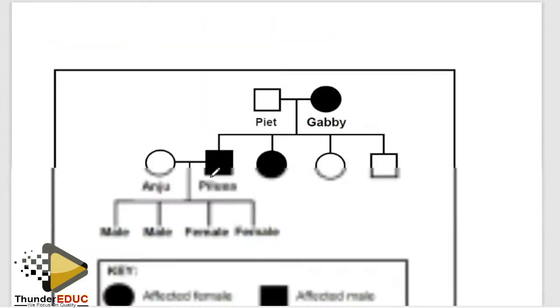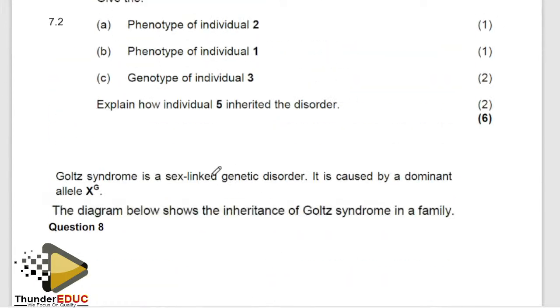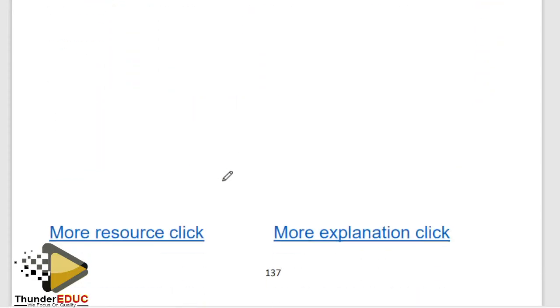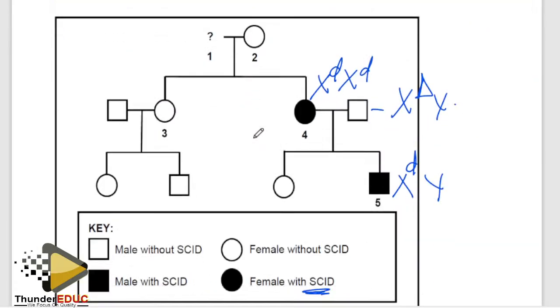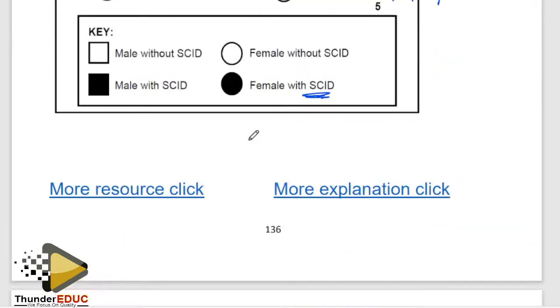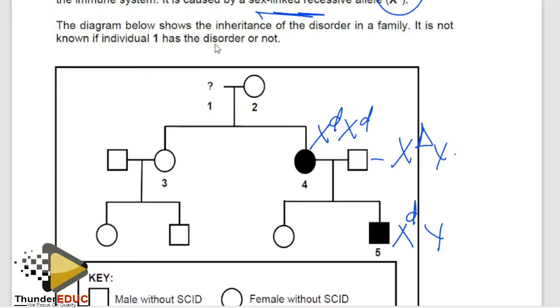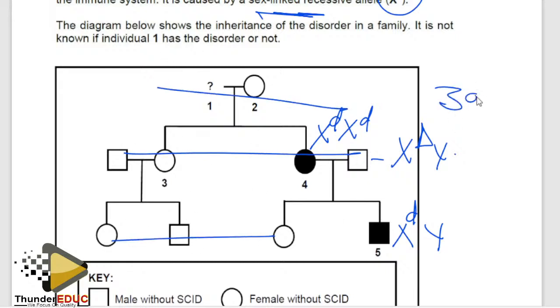What about if it's caused by a dominant allele? Let me check here. Perfect. This is caused by a dominant allele. Yes. Okay, let me first finish here so that I don't confuse you. Now, let me go to the questions and see how many generations are shown here. It's 1, it's 2, it's 3. So there are 3 generations.